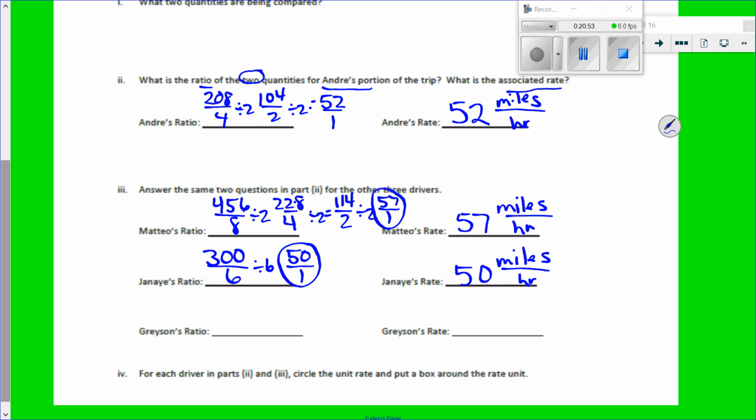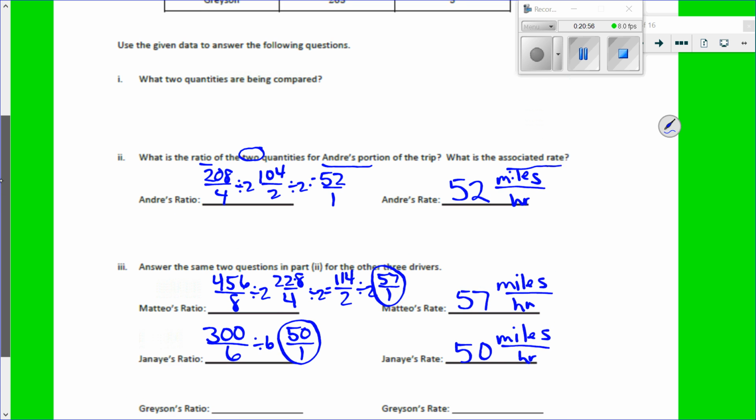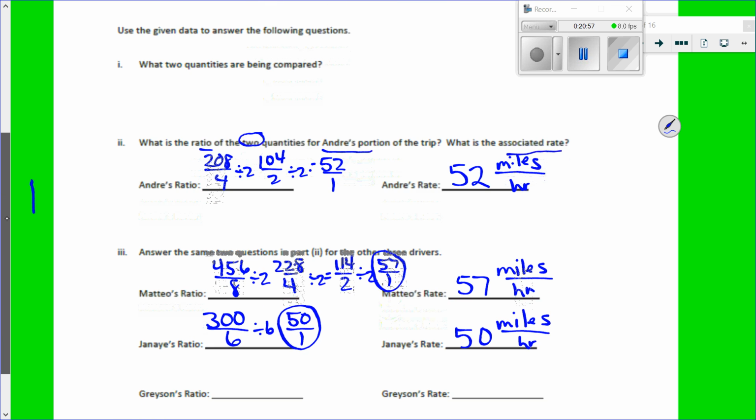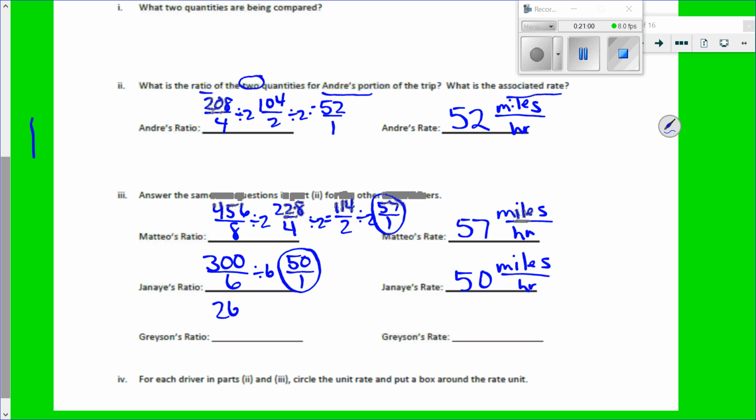Then we do Grayson. Grayson's our last one on the chart. 265 and 5. So it goes into 265. I'm going to divide by 5. It's going to go 5, and then gives me a 1 left over for 15, so 3 times. There's my ratio. The rate, I again now turn that into just a single number, but I now include the units.